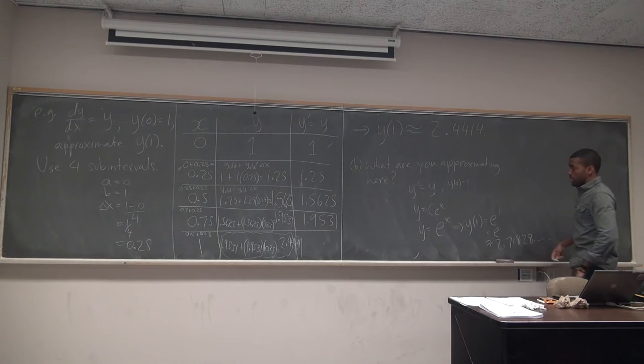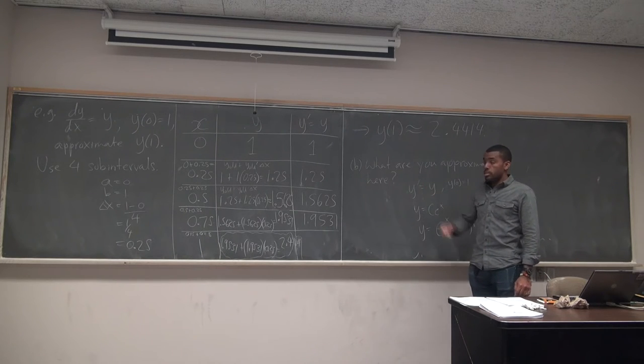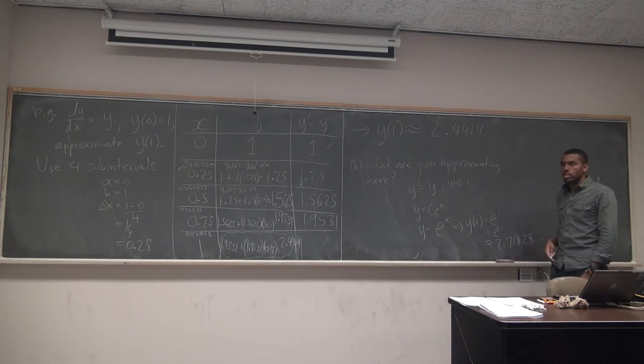Okay. So that's the first example. Yes? So we are approximating the value of e? In this case, yes. Now, does e have a value or can it assume different values? E is a constant. Depending on what we're given, can e have different values? No, e is a constant. E is this.